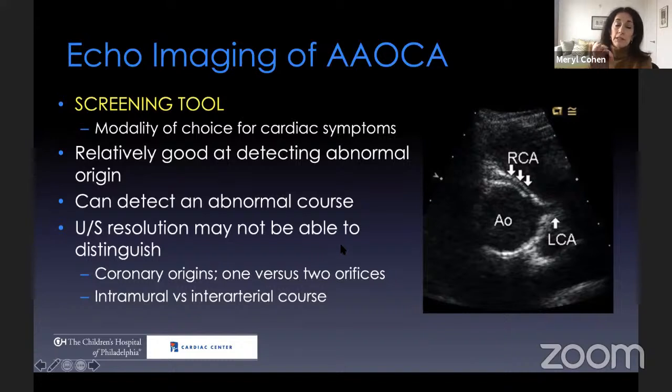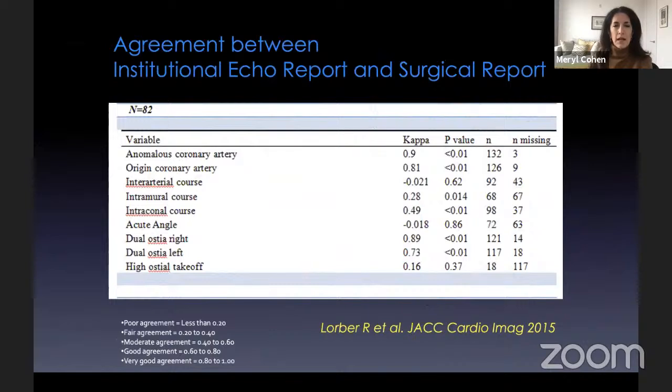And we really don't have a good idea by echocardiography of whether a patient has an intramural or an interarterial course. And how bad are we? Well, there was a wonderful paper done by the CHSS looking at anomalous aortic origin of the coronary arteries, what the echo report from the institution showed compared to the surgical report. And you can see that the association was pretty lousy with regard to intramural course, intraconal course, interarterial course.